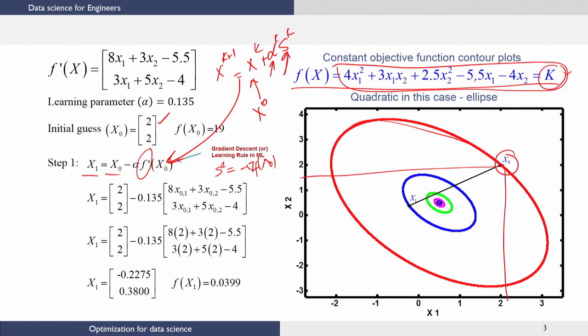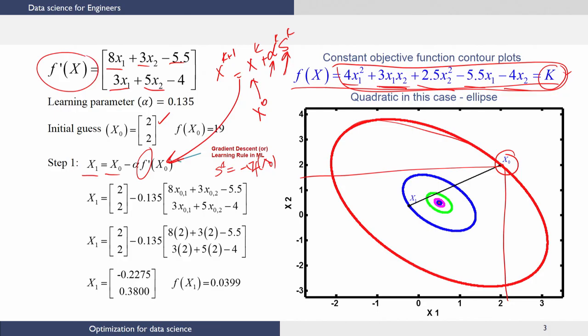Now, if I take grad of f, when I differentiate this function with respect to x 1, I will get from this term 8 x 1, from this term 3 x 2, and from this term minus 5.5. So, dou f dou x 1 is going to be this term, and for dou f dou x 2 I am going to get 3 x 1 from this term, 5 x 2 through this, and this minus 4 from here. So, this is dou f dou x 2. That is your f prime or grad of f.